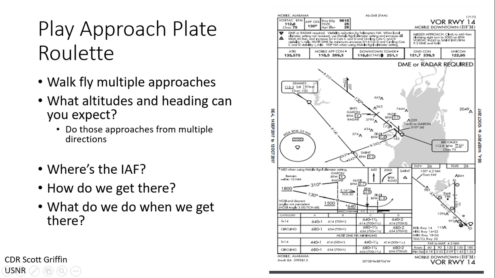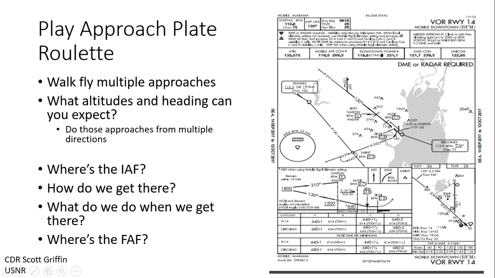So what do you do once you get to these different things? What do I do here? And I've got a question, how many 6Ts are on this approach? Well, I'll tell you there's 4. There's one at Guerin, one for the turn outbound, one for the turn inbound and intercept the course, and then one at the final approach fix. If you look at the VOR runway 32 at Mobile Downtown, there's less, and you need to figure out where's your missed approach point, and that's the next thing.